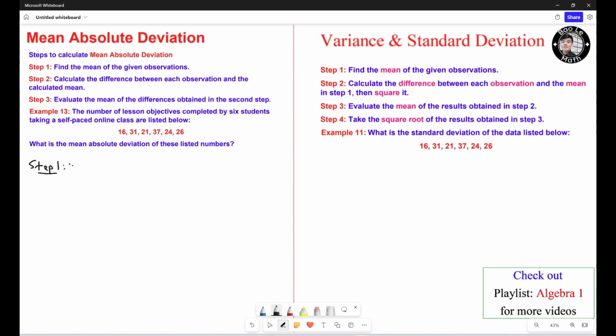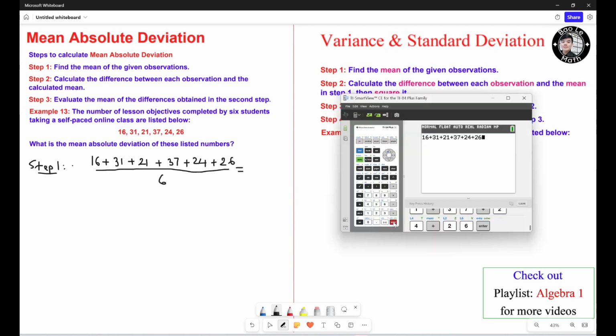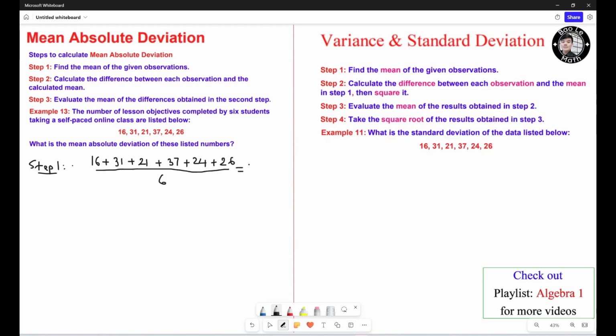Step 1: you need to calculate the mean of these. It's going to be 16 plus 31 plus 21 plus 37 plus 24 plus 26, and then you divide by how many numbers there are: 2, 4, 6. So divide by 6. The answer is roughly 25.8.